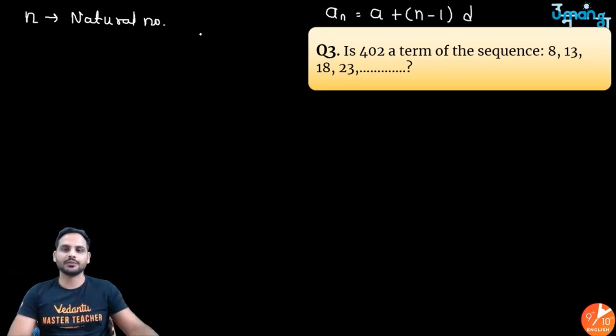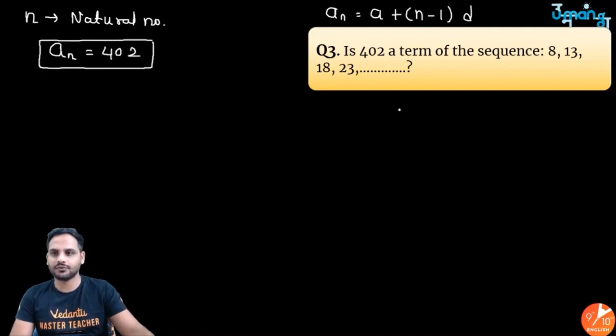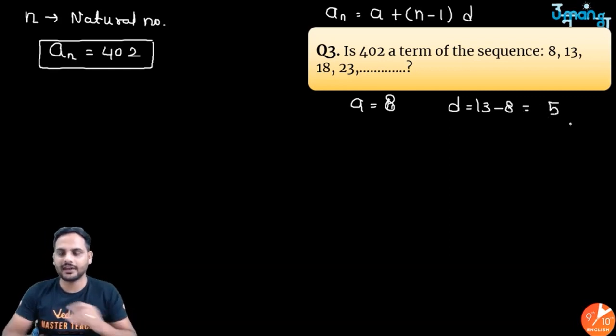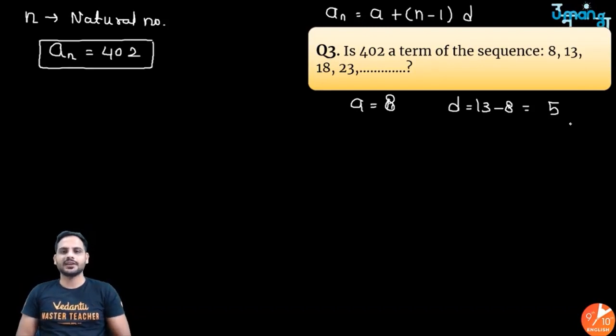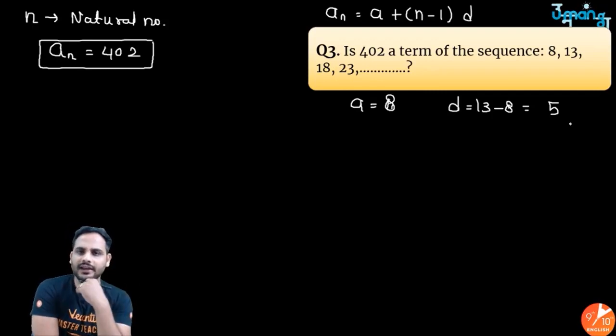So what I will do, they have given me that suppose this term an is equal to 402, where a is equal to 8 and common difference d is 13 minus 8, which is equal to 5. And you can see as the AP is increasing, the common difference is positive. So we need to see if 402 is a term of this AP, I will get the value of n. I get to know at which place it is coming, right? So upon the value of n, we will decide whether the term is coming into this AP or not.